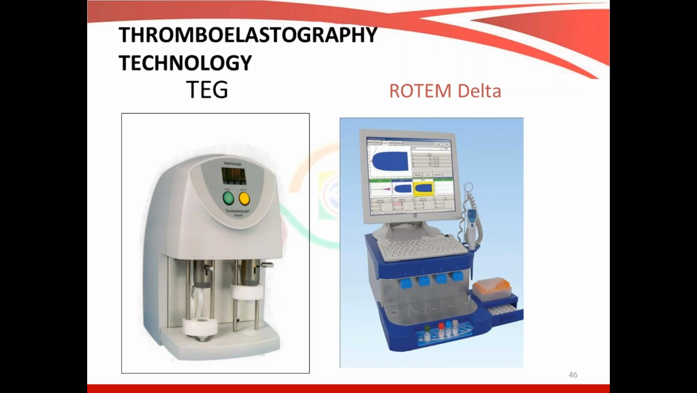4 signature curves. So this is your EXTEM, this is your INTEM, this is your FIBTEM, the fifth one, the pink one. Then you have an APTEM, and when you use tranexamic acid, if you're using that, you have a TRAPTEM. So you can use different reagents, according to what you are giving to your patient, and have a result given to you in 5 minutes. And this is how it comes on.